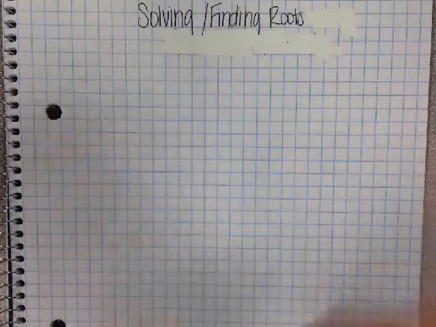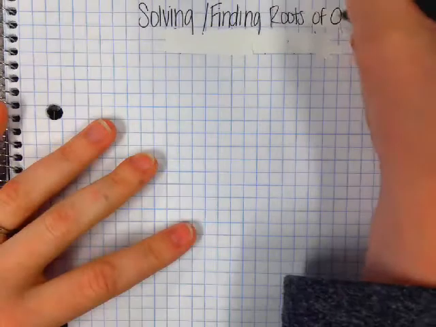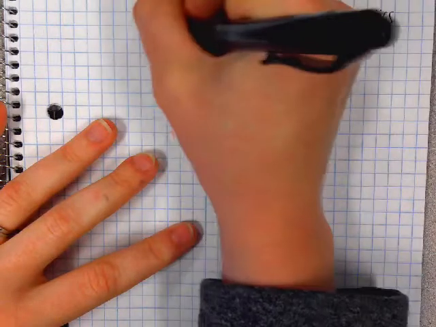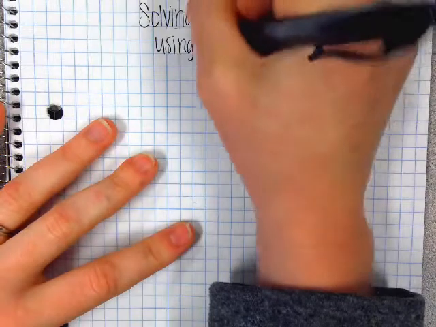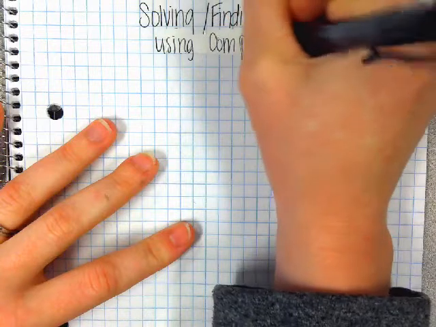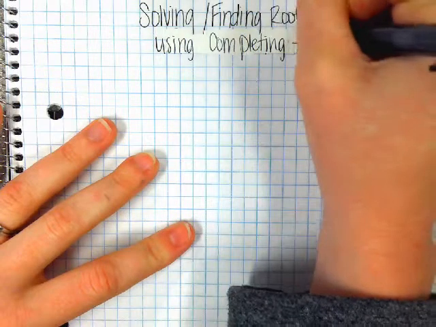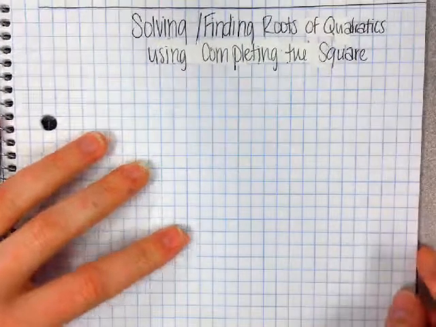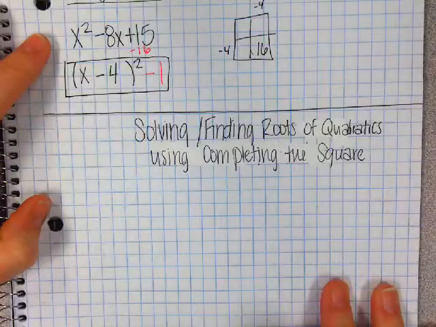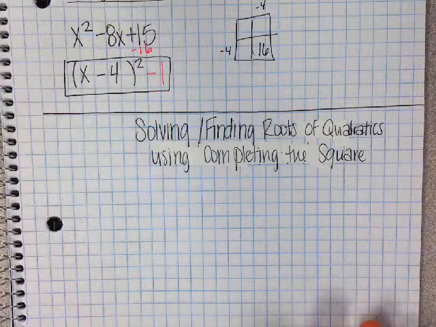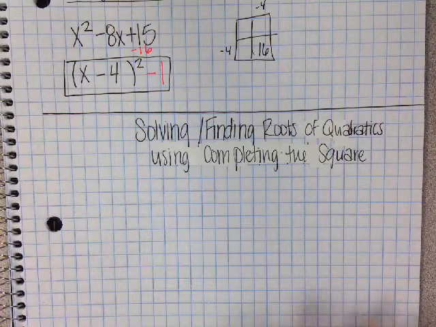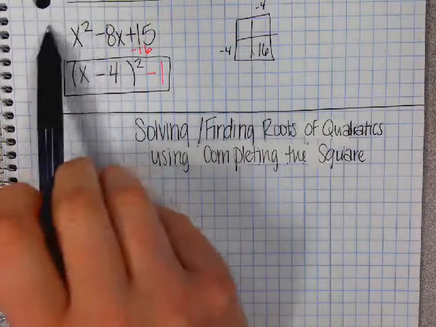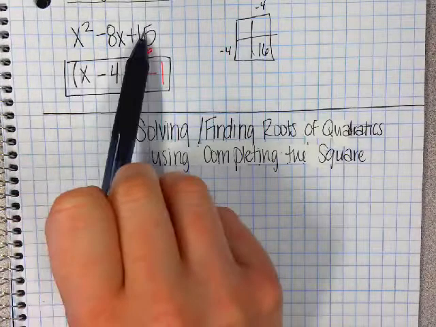So solving or finding roots of quadratics using completing the square. In order to do this, you're going to be given a trinomial that looks something like this: x squared minus 8x plus 15. And then you're going to end up being given something like this.